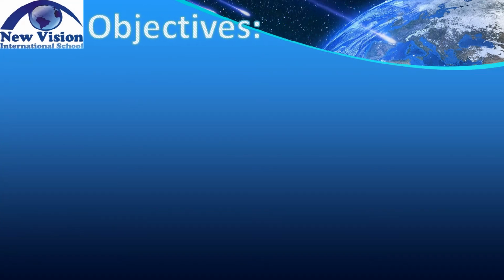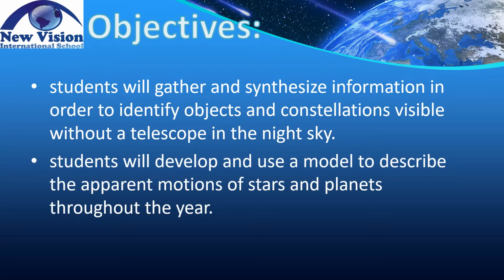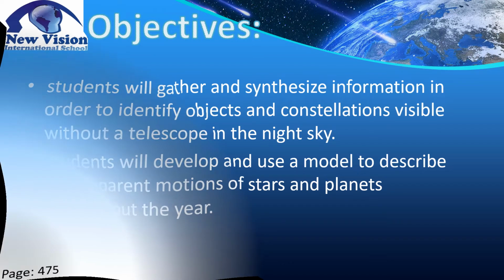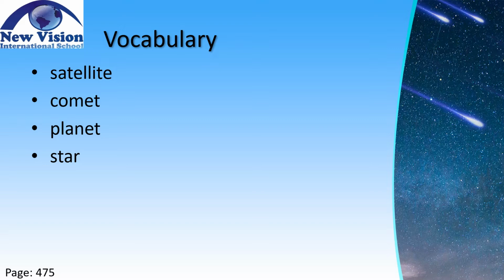Objectives. After this lesson, the students will gather and synthesize information in order to identify objects and constellations visible without a telescope in the night sky. Students will develop and use a model to describe the apparent motions of stars and planets throughout the year. Vocabulary words. After this lesson, the students will be familiarized with the following words: satellite, comet, planet, star, meteor, and constellation.